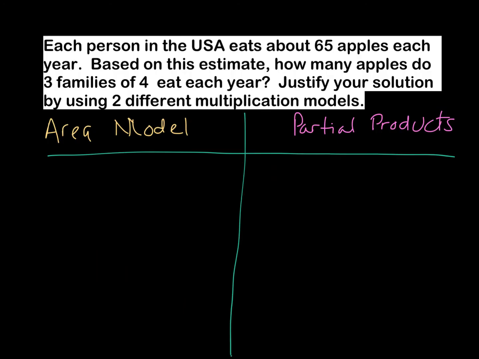Here's a word problem. Each person in the U.S. eats about 65 apples each year. Based on this estimate, how many apples do 3 families of 4 eat each year? Justify your solution by using 2 different multiplication models. So we're going to use area model and partial products. Each person eats about 65 apples each year. We want to know how many apples do 3 families of 4, in other words, 3 families with 4 people each, eat each year.